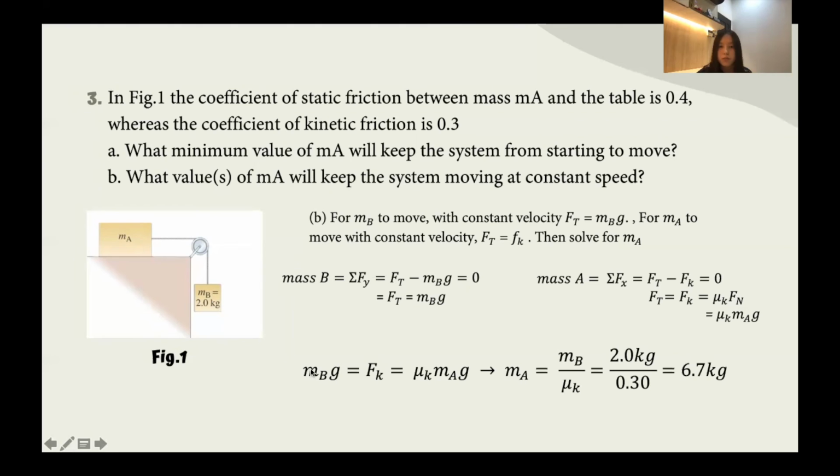We can get that the tension force is equal to mass B times gravity, which equals the kinetic friction, which equals coefficient of kinetic friction times mass A times gravity. From the equation we got before, we can simplify that mass A is equal to mass B divided by the coefficient of kinetic friction. We input the value of mass B and the coefficient of kinetic friction, which is 2 kg divided by 0.3, which gives 6.7 kg.